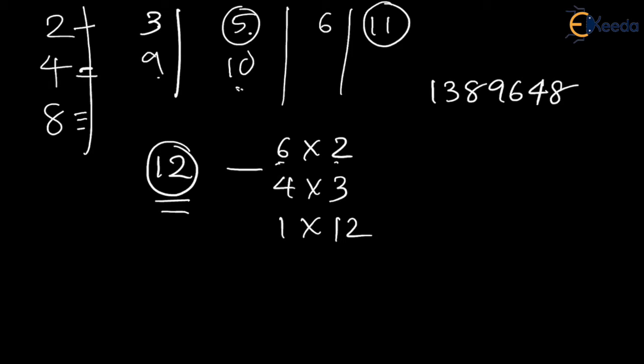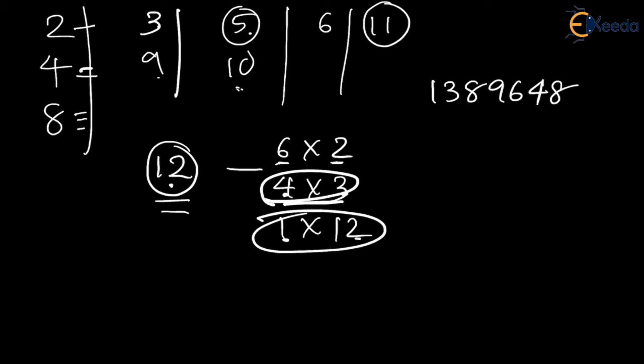If you observe here, 6 is also a multiple of 2, whereas here it has nothing common between them. Here also you have nothing common between them. So 4 and 3 are co-prime factors of 12. 1 and 12 is also a co-prime factor of 12. So whenever you have numbers beyond 11, you have to check whether that number is divisible by its co-prime factors, and the co-prime factors of 12 is 4 and 3.